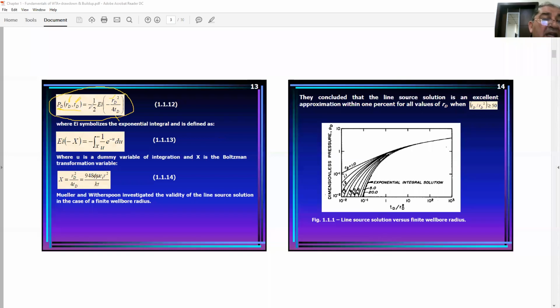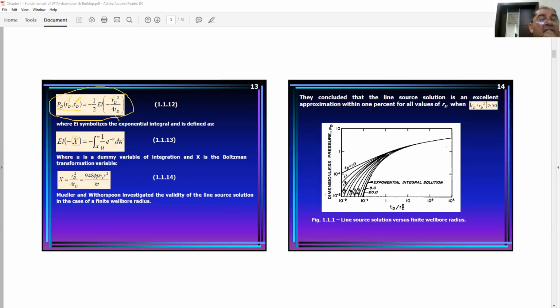However, Ei function, Ei what? Let me say Ei of minus x. What is x? X is RD squared divided by 4TD. This is x. Now, this Ei function can be obtained from the integration from x to infinity of 1 over u, e to the minus u, du.